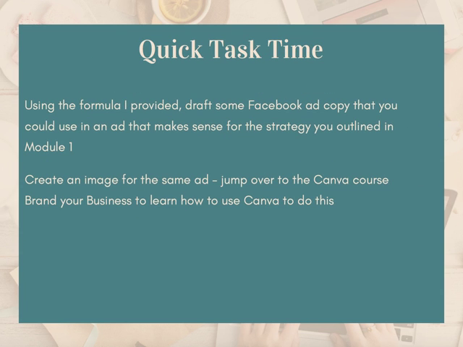So we've come to the end of the module, and it's time to give you another task. Using the formula that I gave you previously in this module, draft some Facebook ad copy that you could use in an ad, but make sure that it makes sense for the strategy you outlined in module 1. We want to bring everything together now. You've created your strategy in module 1, and it might be that you want people to sign up for a particular lead magnet. That's great. So let's make the copy that matches that lead magnet.